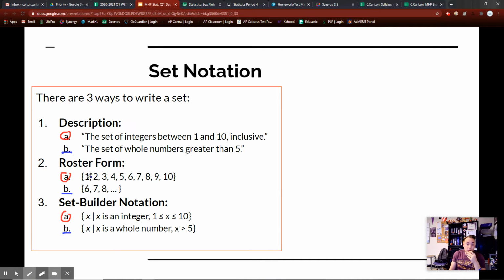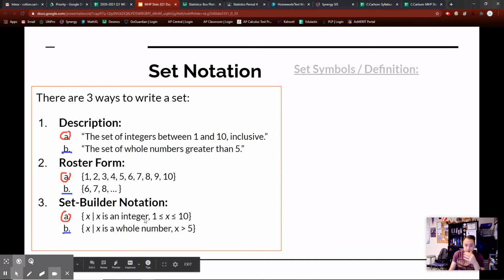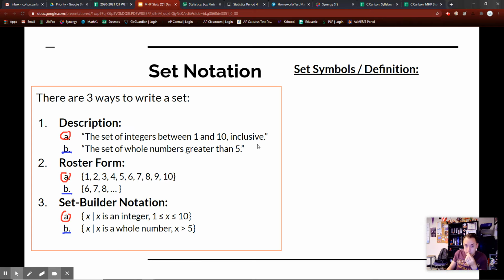Okay, so you have a roster form, you have a description form, and you have a set builder form, and we're going to be kind of bouncing around between all of them. Now, here's some important set symbols and definitions here. These are very, very important. You're not going to know all of them, and I may even give you some freebies. I won't even charge you for them, okay? I will give you some of them that are helpful. So, for instance, a vertical line, that means such that. The vertical line means such that.